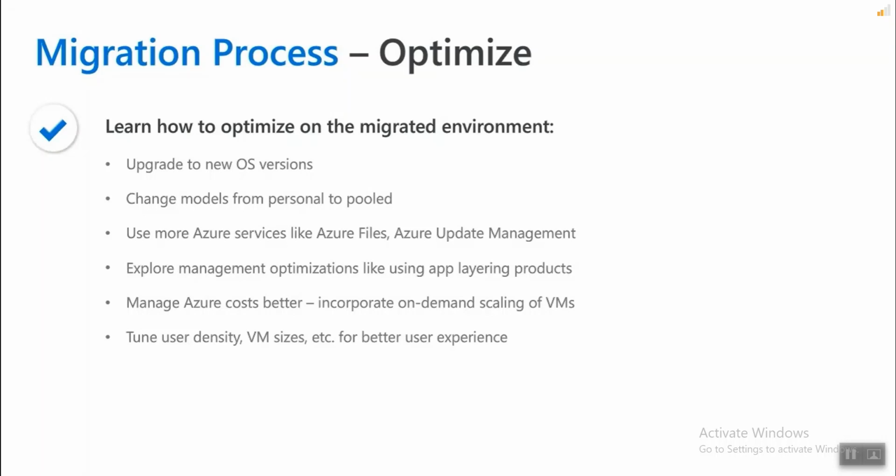This also gives you the capability of looking at any kind of cloud-native features and services that Azure offers. Like instead of using file servers, do you want to use Azure Files? Instead of using Golden Image Update for operating system updates, do you want to use Azure Update Management Service that allows you to update Windows Server operating systems using Azure? So this is the step wherein you're going to be tuning the environment for both cost benefits as well as reducing management overhead.